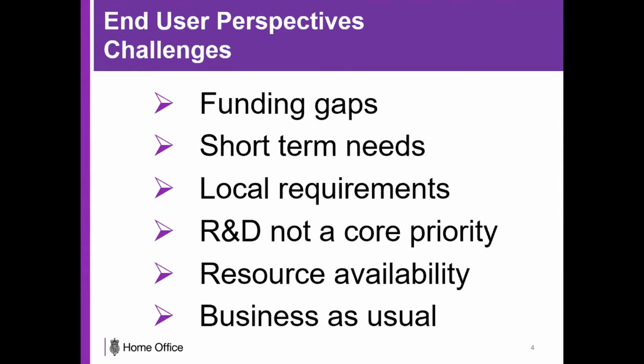They also have local requirements that suit their operational needs that we needed to get over. And research and development for end users is not necessarily a core priority. So we had to talk to them about how we can get them more engaged and more involved in this. One of the biggest issues is about bringing people away. It's about resource availability. When you're starting to bring people away from the front line to carry out research and development activities, it really impacts upon your business as usual. So it becomes a bit of a challenge in persuading people. It's a good excuse, it's a good reason for them to get engaged in some of the research work.